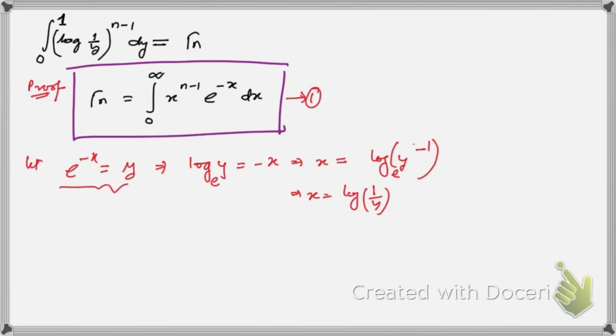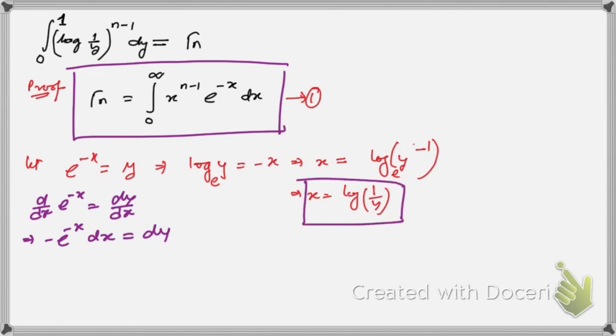And if you differentiate both sides with respect to x, then d/dx of e to the power minus x and dy by dx. If you differentiate the left hand side, you're going to have minus e to the power minus x dx, and on the other side we have got dy. So this is the value of x, which we're going to use in equation number 1, and this is the value of dy, right? So that is what we have got, okay?